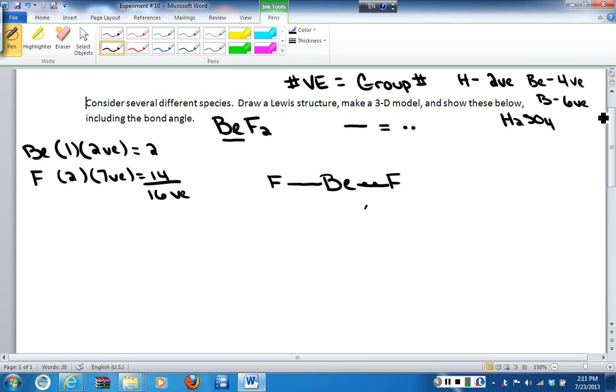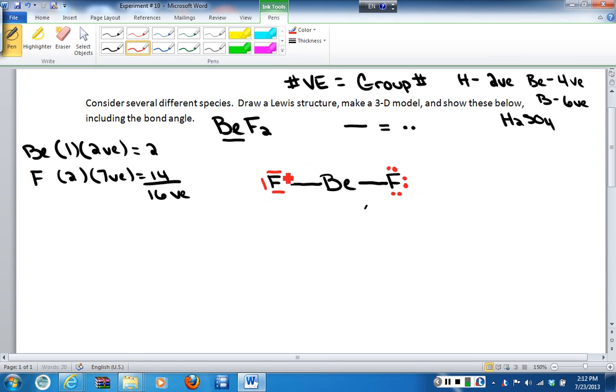So what that means is that you need to draw fluorine having 8 electrons around it. Now we've already have 2 electrons drawn right here in our single bond. So we need to give each fluorine an additional 6 electrons, and we need to draw them as pairs. So you can draw them as dots or you can draw them as straight lines.